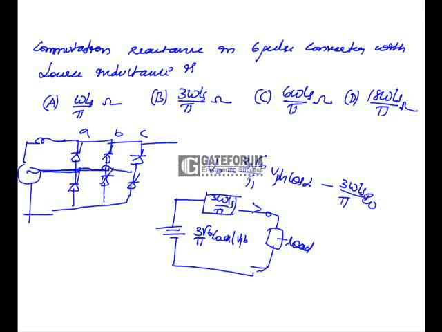Current flowing through this one is I0. This 3 omega Ls by pi is known as commutation reactance. Because of this, there will be an overlap angle mu. It depends upon the value of source inductance Ls. So for a 3-phase 6-pulse converter, the drop, that is the commutation reactance, is 3 times omega Ls by pi ohms. Option B is the correct answer.